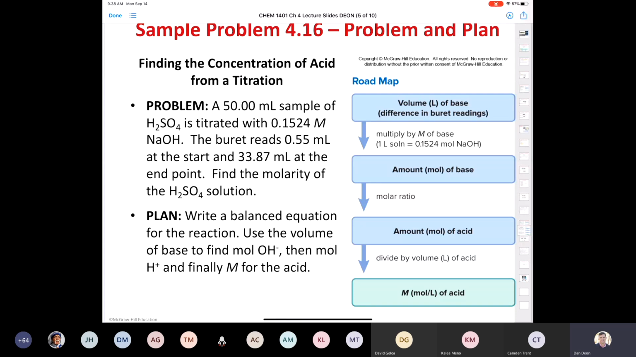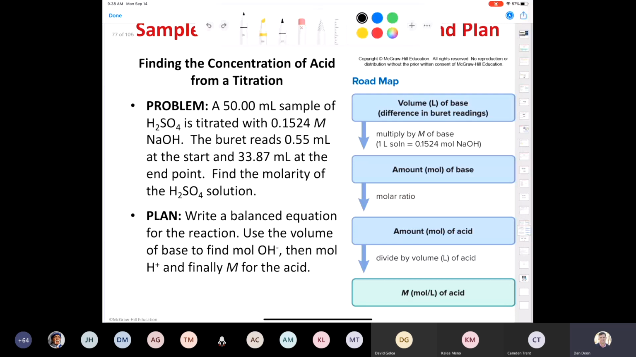It says here you take a 50 milliliter sample of sulfuric acid and you titrate it with a 0.1524 molar sodium hydroxide. The burette reads 0.055 mL at the beginning and then 33.87 mL at the end. What's the molarity of the sulfuric acid solution?